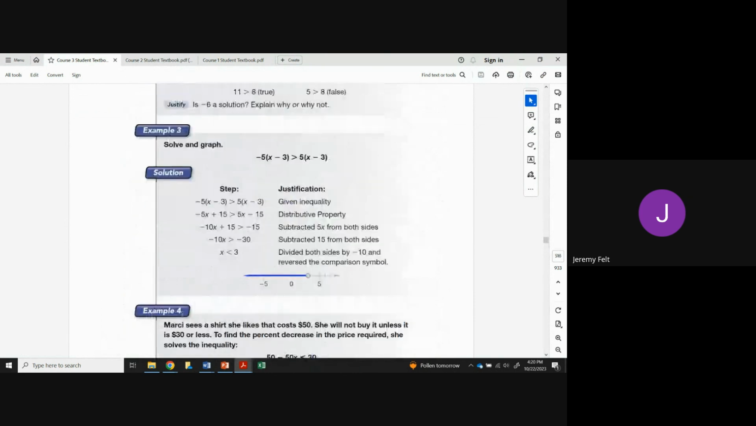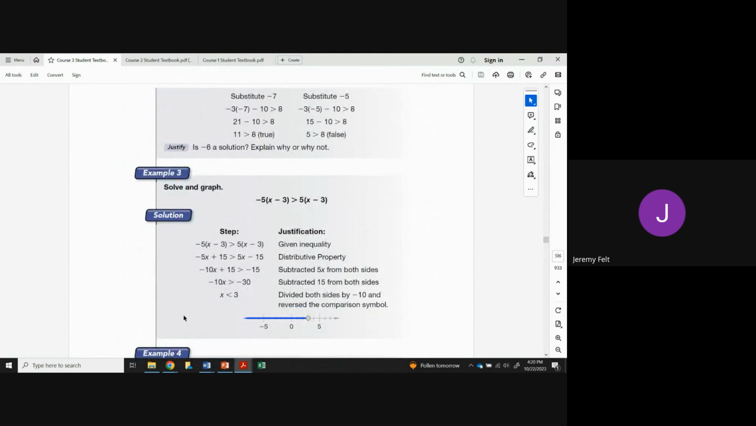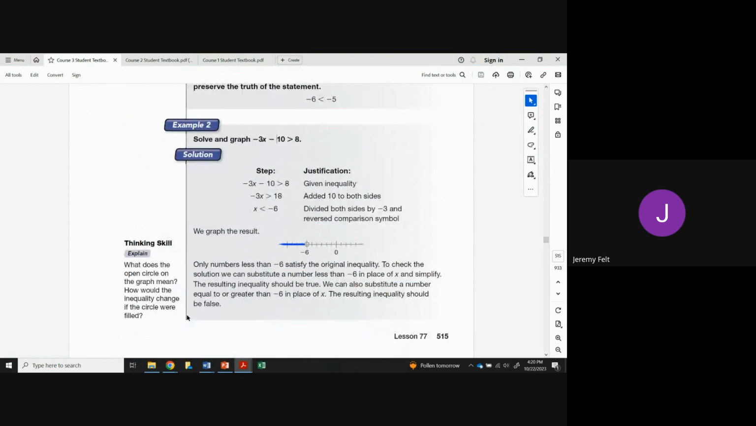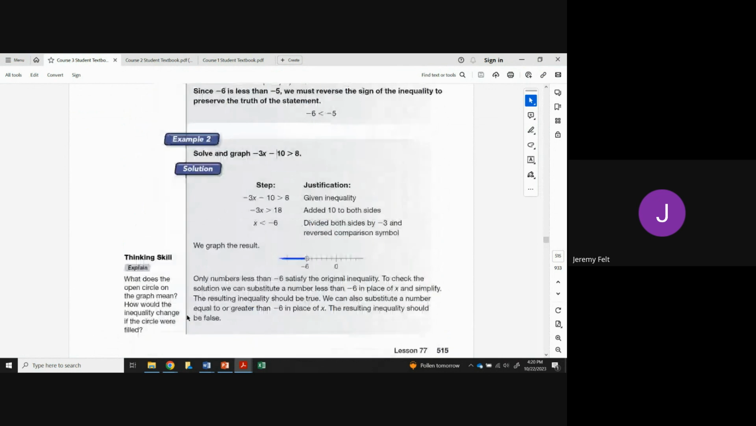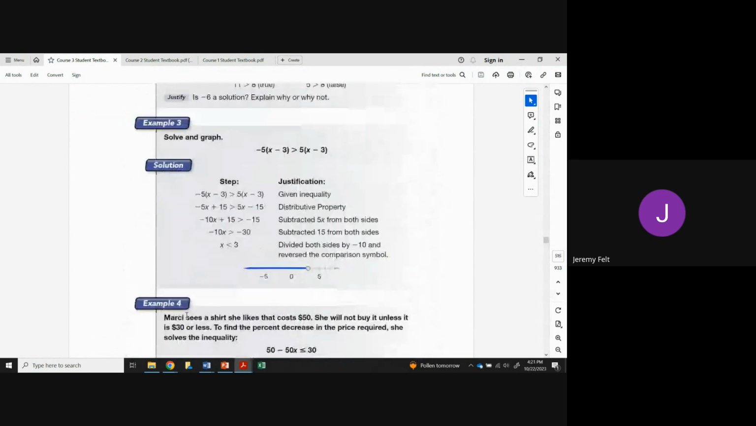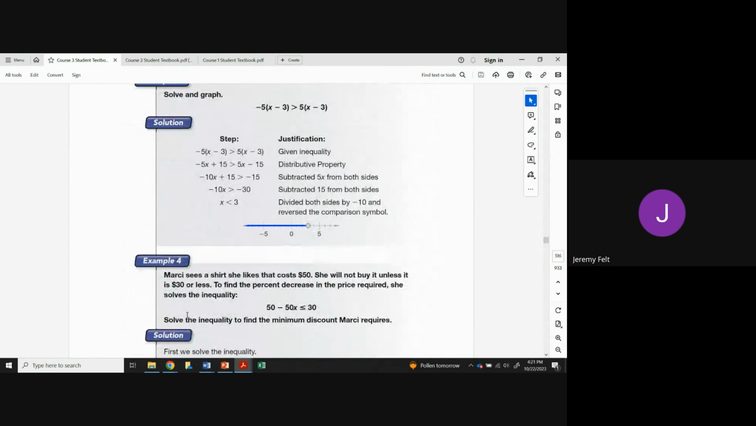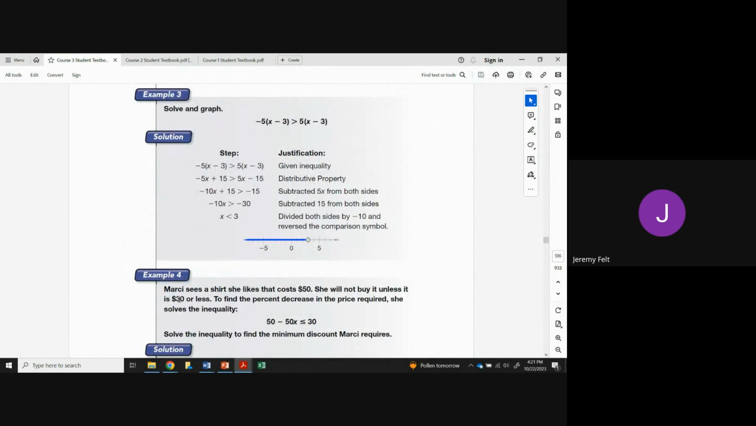No, we don't have any that are within. Is that the one we just did? Nope, 3. Let's look at 4. We have a word problem.